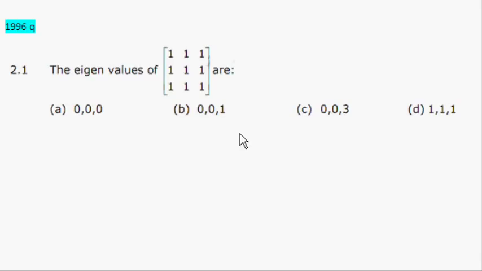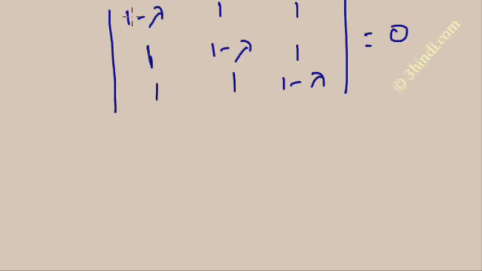This is the question asked in 1996. You are required to find out the eigenvalues of this. To find the eigenvalues, I will subtract lambda from the diagonal elements, find the determinant value, and make the determinant equal to 0. This is the characteristic equation. I need to solve this characteristic equation to find the eigenvalues.